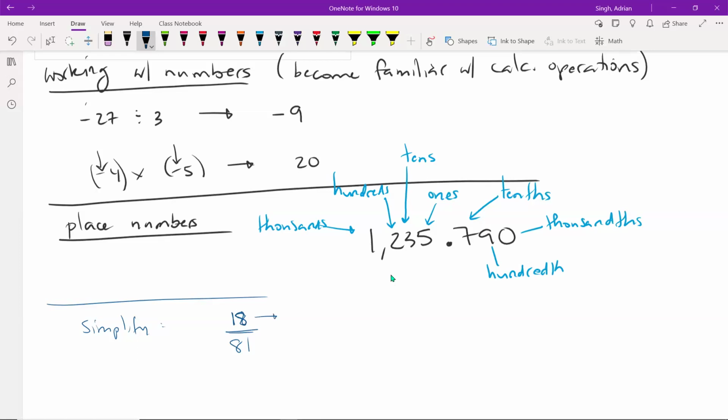Okay, so if I divide this by 9, and divide the denominator by 9 as well, 18 divided by 9 is 2, 81 divided by 9 is 9, and that's the simplest fraction that we can get from 18 over 81. We want to get the highest common factor of 18 and 81.